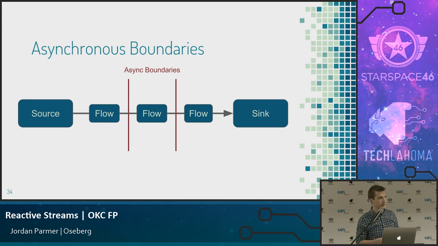Another thing you can do is tell it, at particular points in the workflow, I want you to run this piece across different cores, so you can parallelize it.